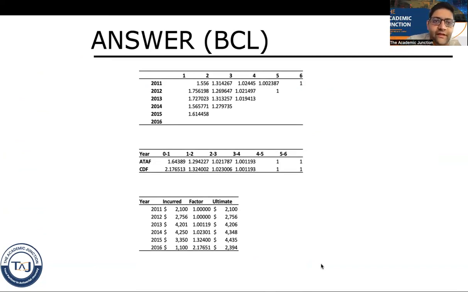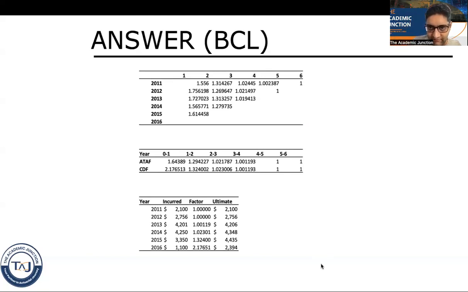Calculate the ATAFs, calculate the CDF, then obtain a final table and calculate the incurred, calculate the ultimate from the incurred. Clear? No questions around this. No discussion required.